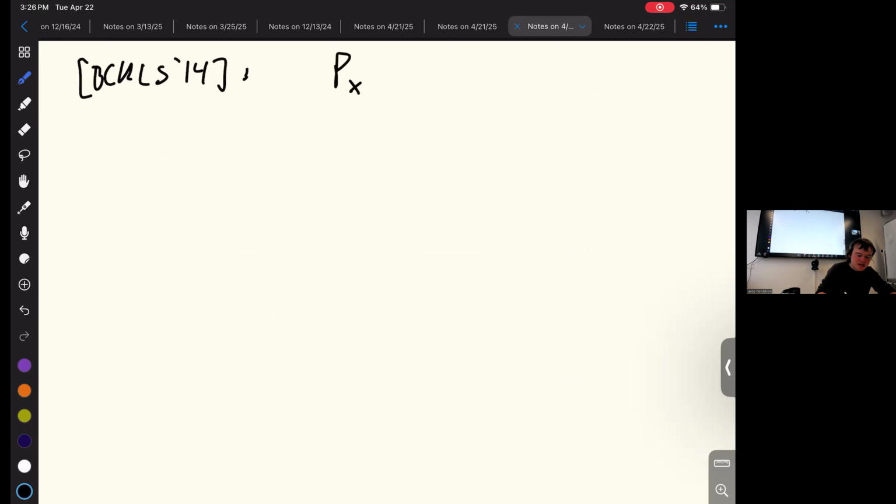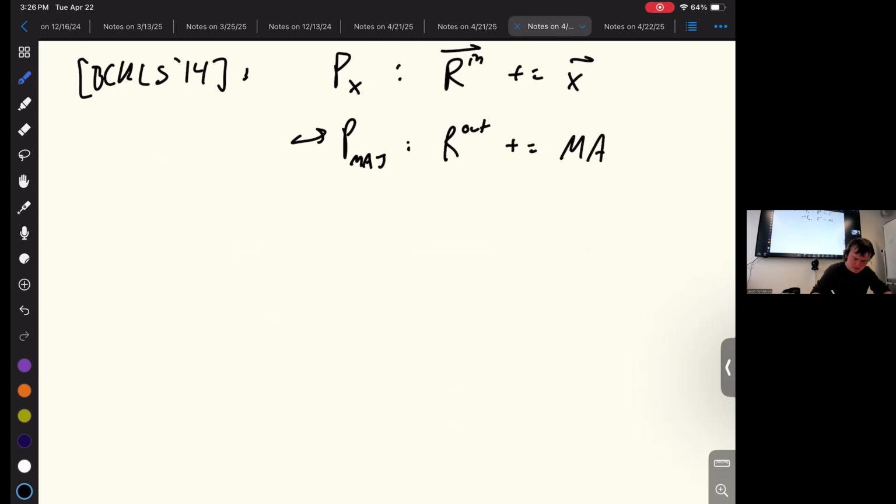Assuming you have a program P_X, which says that some register R_n plus equals a vector X. From it, you can derive a program P_majority, which says that R_out plus equals the majority of X. Is that on the catalytic tape?